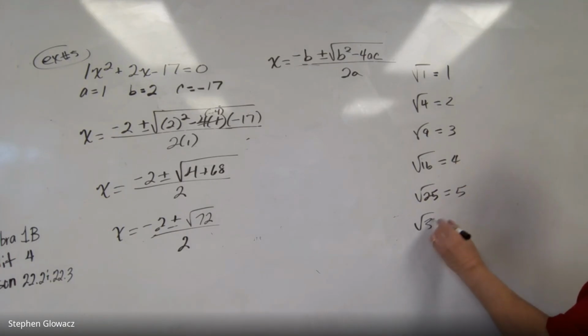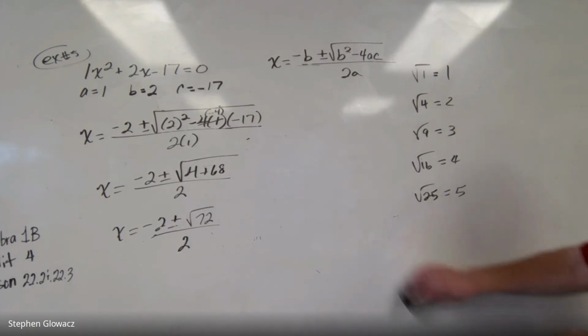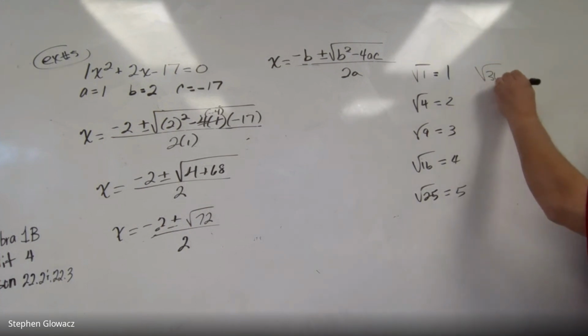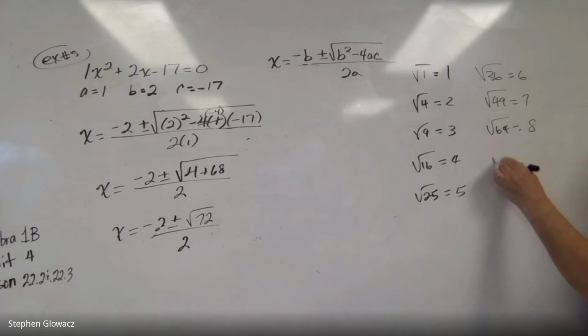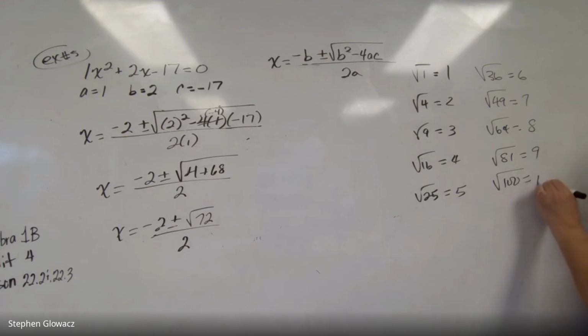The square root of 36 is 6. In fact, let's put the rest of these over here. The square root of 49 is 7. The square root of 64 is 8. 81 is 9. The square root of 100 is 10.